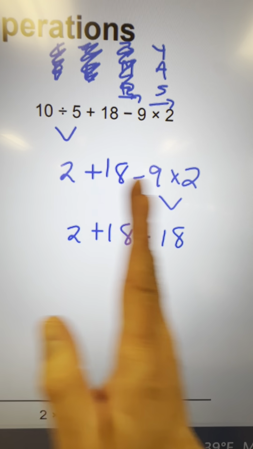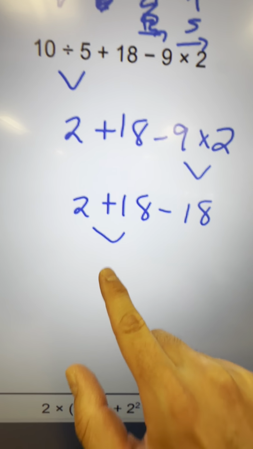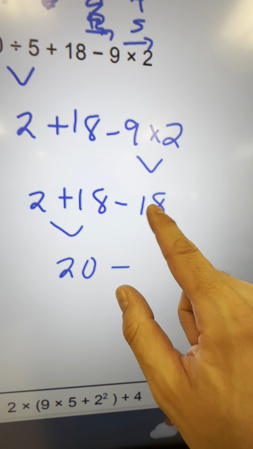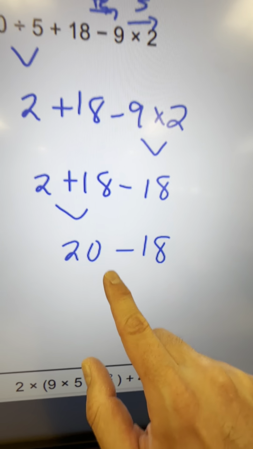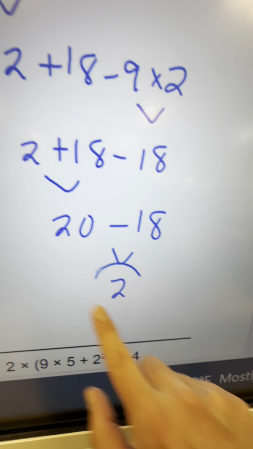And we always do that from left to right. So that means I'm going to do these two first, which gives me 20 minus 18. And then obviously the only thing left to do is subtract these, and you get a total of 2.